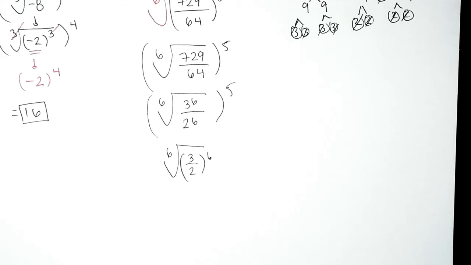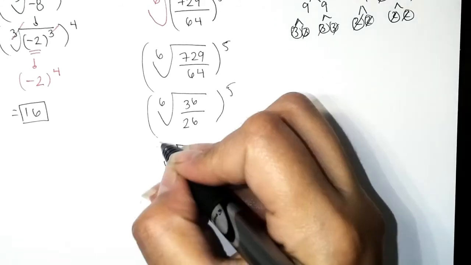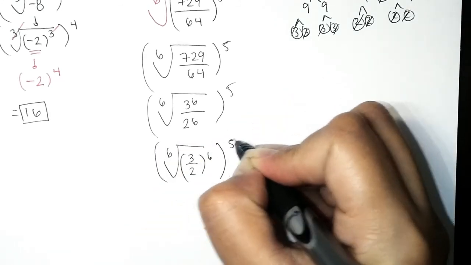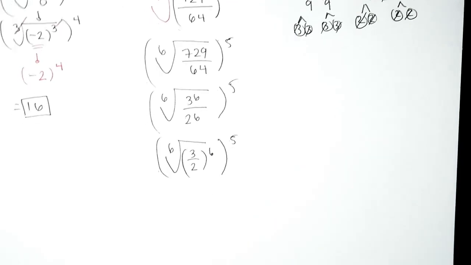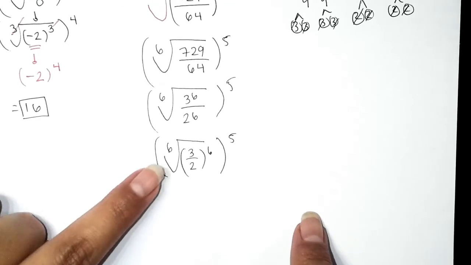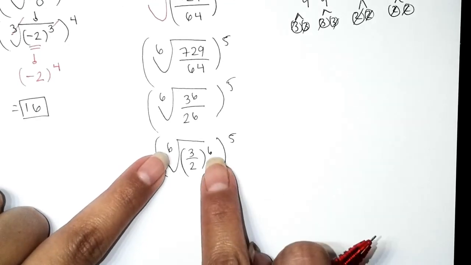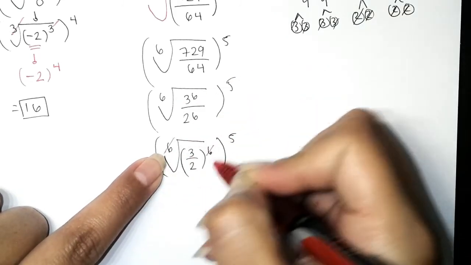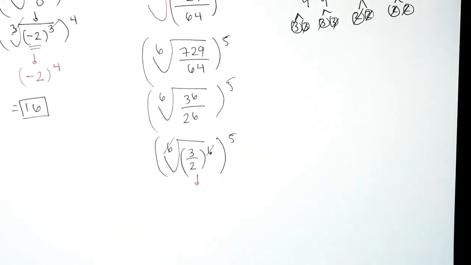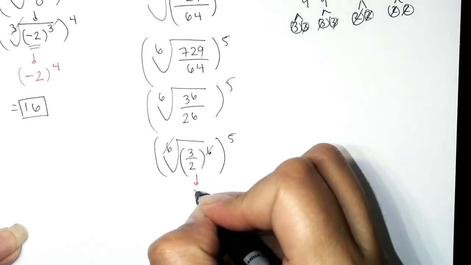So it's up to you. Okay, let's bring down the rest of the problem. That is being raised to the 5th power. So at this point, how are we going to handle it? So check it out. Index is 6, power is 6. From back in the day, if they're the same, pretty much they undo each other. And that will leave you with the radicand of 3/2.